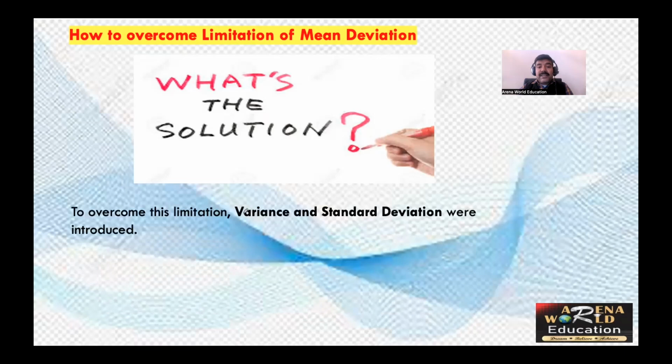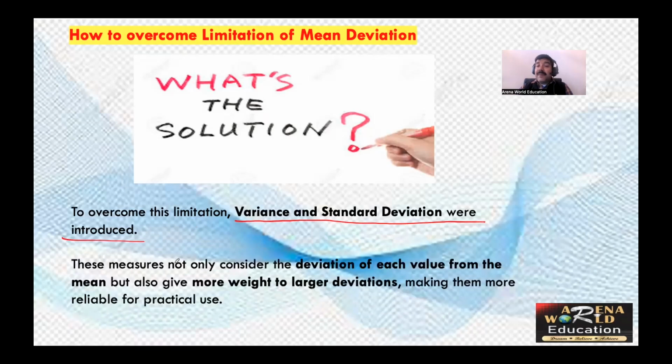To overcome this limitation, variance and standard deviation were introduced, right? These measures not only consider the deviation of each value from the mean, but also give more weight to larger deviations, making them more reliable for practical use, right? So with the help of variance and standard deviation, we can overcome the limitation of mean deviation, right?